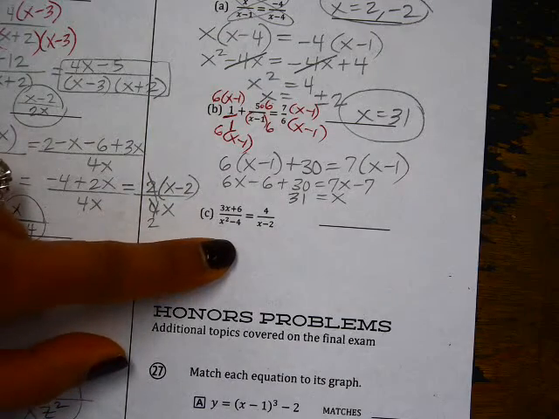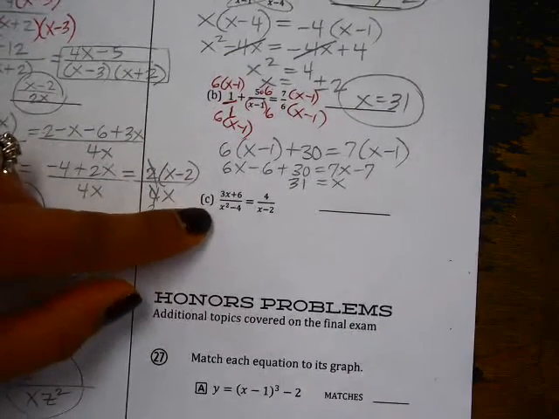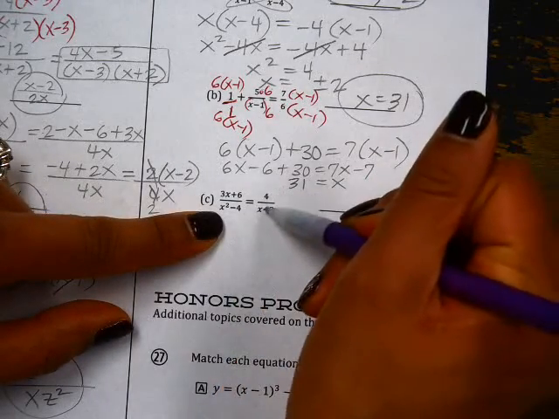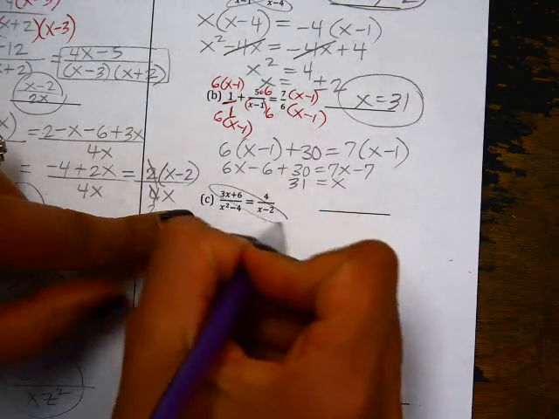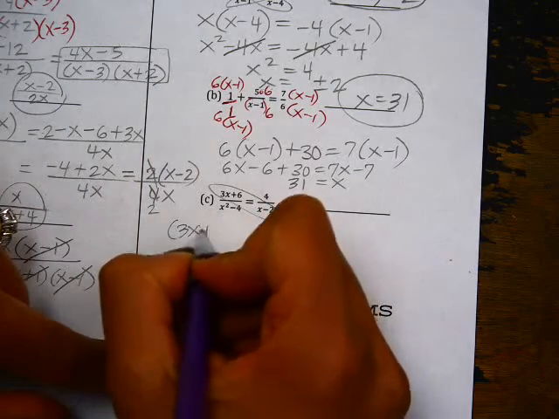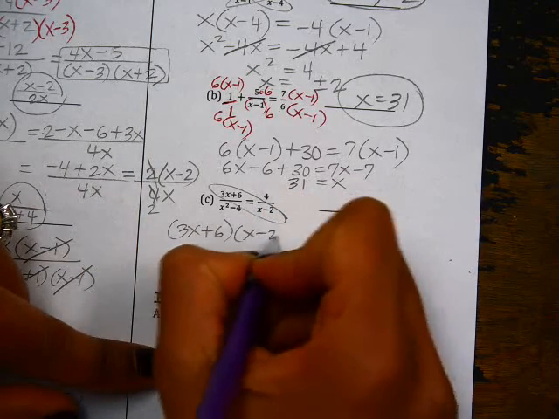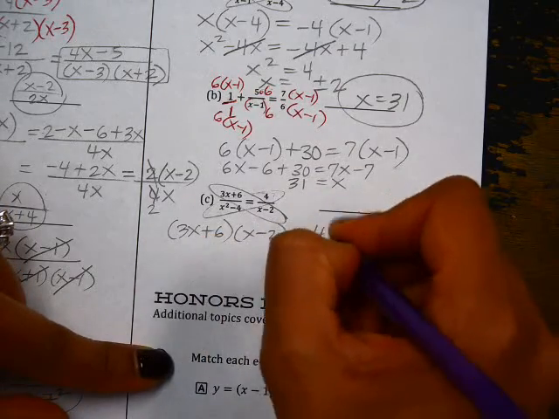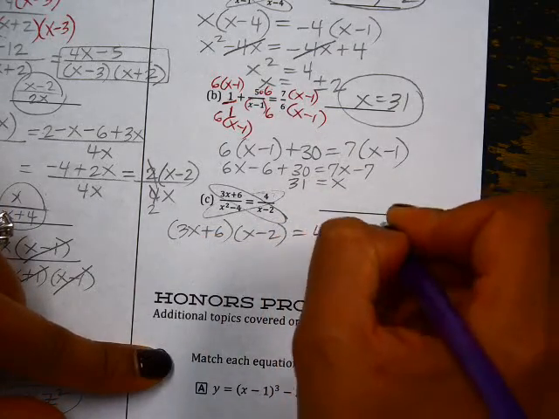Here on part C is another example of an equation where we can cross-multiply since we only have one fraction here and one fraction here. So cross-multiplying would give us this equals 4 times the quantity x squared minus 4.